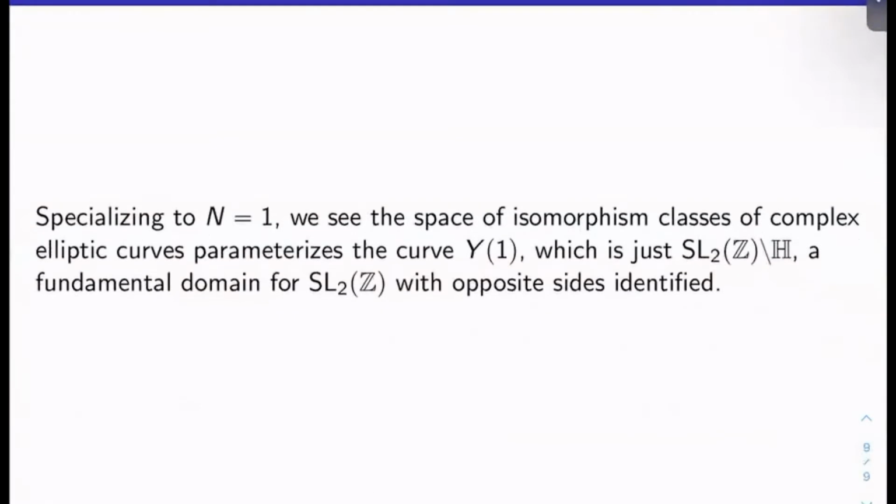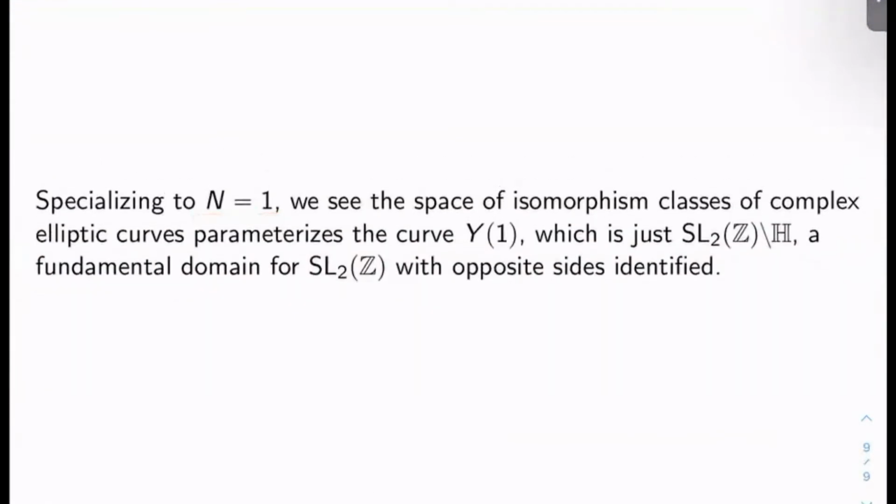Okay, so wrapping up, if I specialize to n equals 1, what I see is that the space of isomorphism classes of complex elliptic curves parameterizes the curve Y of 1, which is just SL2Z itself acting on H. This notation, again, is just the orbit space of SL2Z acting on H. It's a fundamental domain with sides identified but not yet compactified. Okay, so Y1, this very special modular curve, parameterizes isomorphism classes of complex elliptic curves over C, the complex numbers. Next time we'll start looking at how to define compactified modular curves over C.